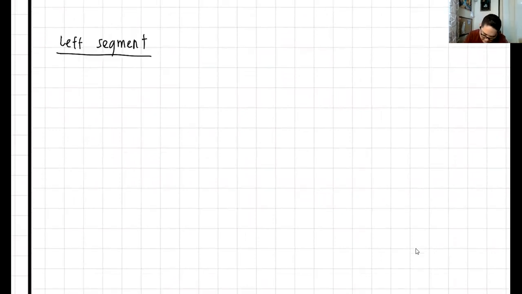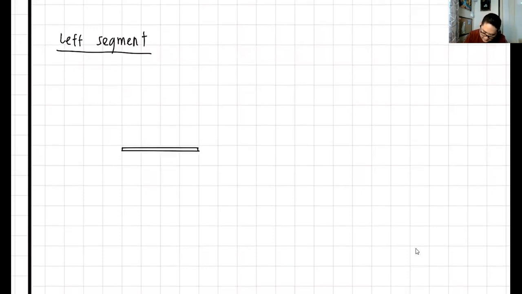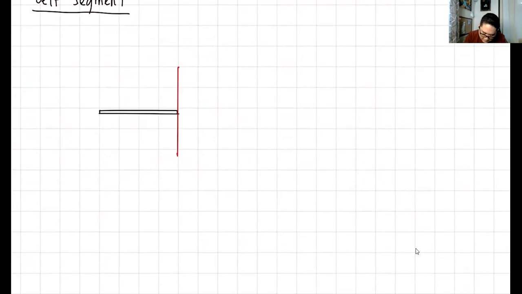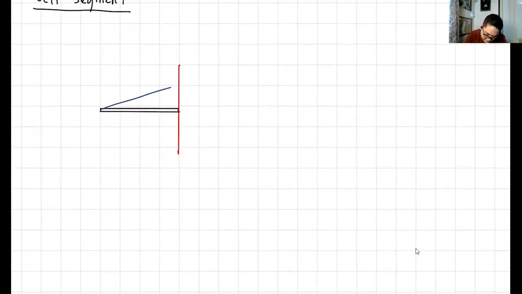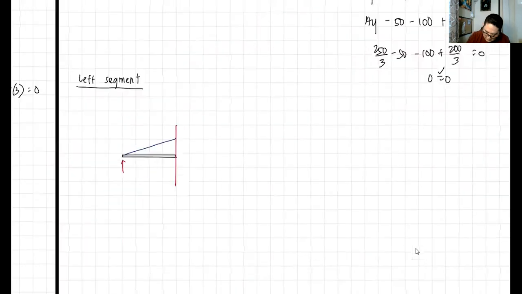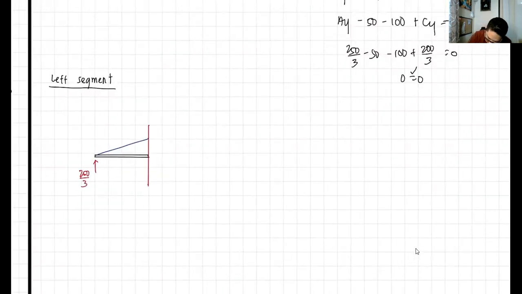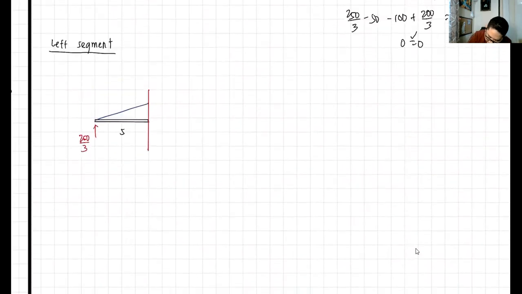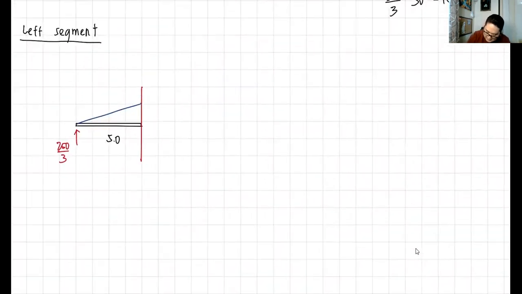So we have yung beam natin. Okay, then we have our cut section. Then our loading is ito. Okay. Then meron tayong na-calculate na value for Ay. Na-calculate natin is 250 over 3. In distance natin nun is 5 meters. 5 meters. So need lang natin hanapin si ECL, no?